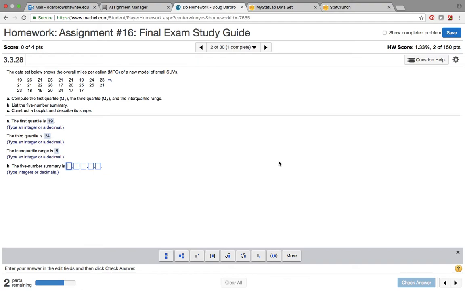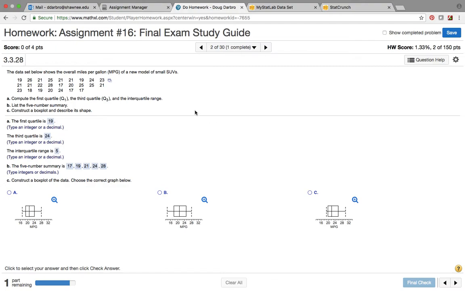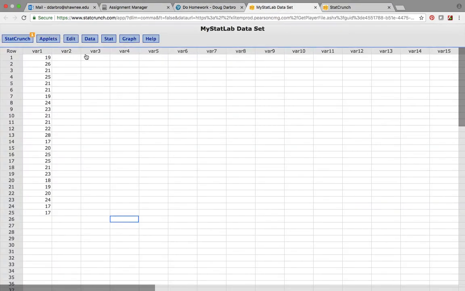So the 5-number summary is the minimum score, which is 17. Q1, which was 19. The median, which was 21. Q3, which was 24. And the highest score, which was 28. So the 5-number summary is the minimum score, the maximum score, Q1, Q3, and the median. Now construct a box plot. So guys, we need to come back over and do that.